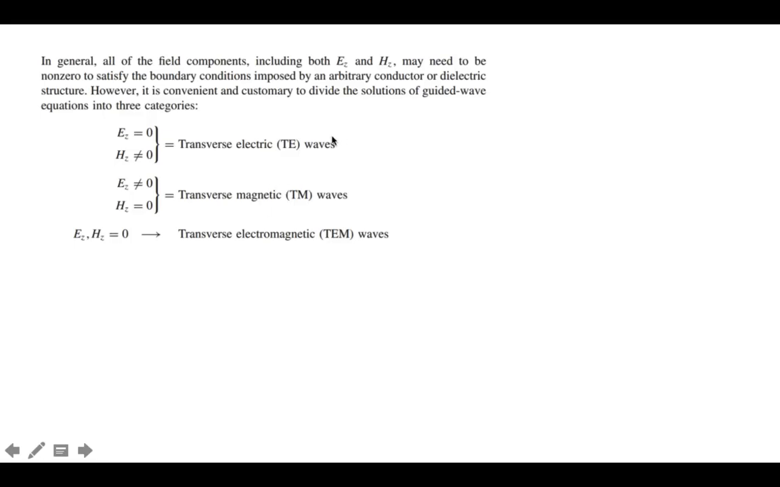So the first case that we'll look at will be transverse electric waves. In a transverse electric wave, the electric field components lie in the xz plane, so you have no z component of the electric field. And in the transverse magnetic wave, you have no z component of the magnetic field. In a TEM wave, or transverse electromagnetic, the z components of both E and H are equal to 0. So uniform plane waves are TEM waves, but not all TEM waves are uniform plane waves.